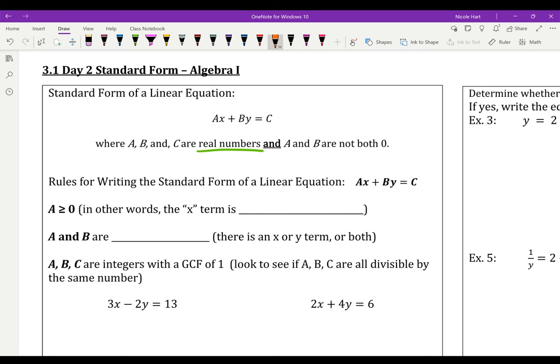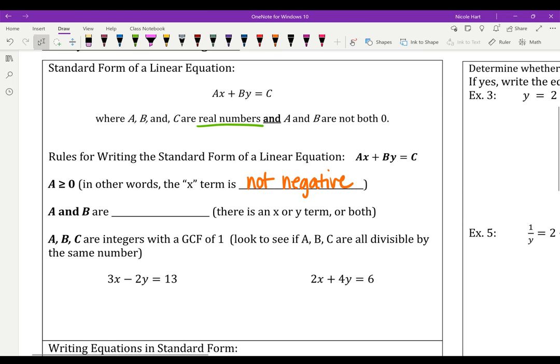So when we use ax plus by equals c, a is either greater than or equal to 0. So in other words, the x term is not negative. x is never going to have a negative symbol in front of it in the correct version of standard form. A and b are not both 0. That is not possible. You could have y be 0 or x be 0, but you can't have both of them. So a and b are not both 0.